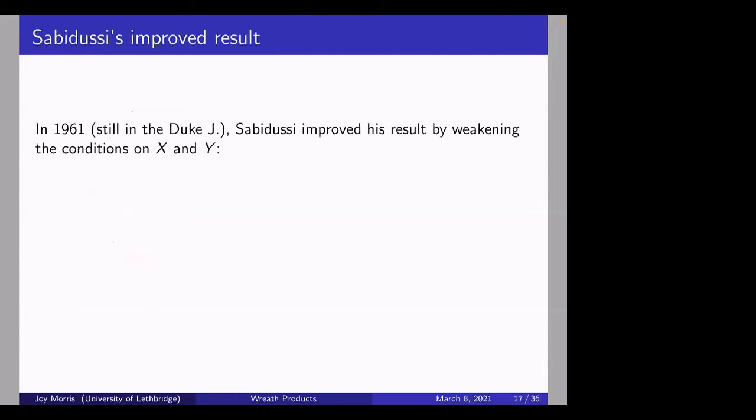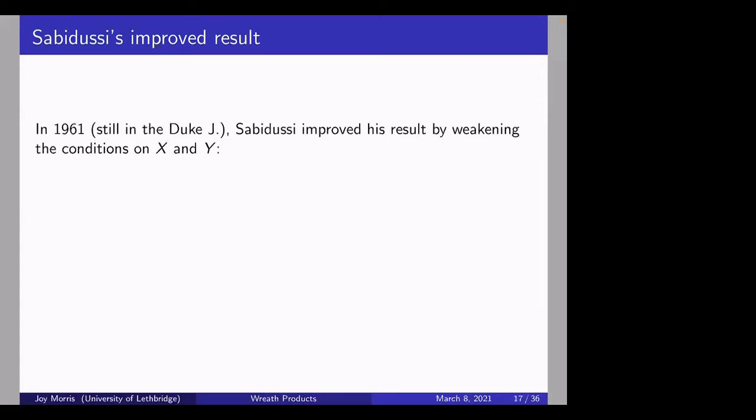So these conditions of Sabidussi's are in fact really necessary in order to get that the automorphism group of the lexicographic product really is the wreath product of the automorphism groups. And of course, he also proved that they were sufficient. But these are the only problems that can arise.